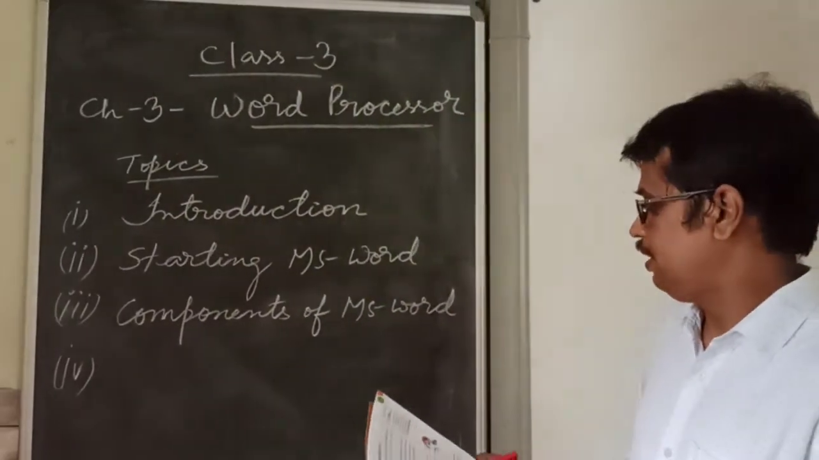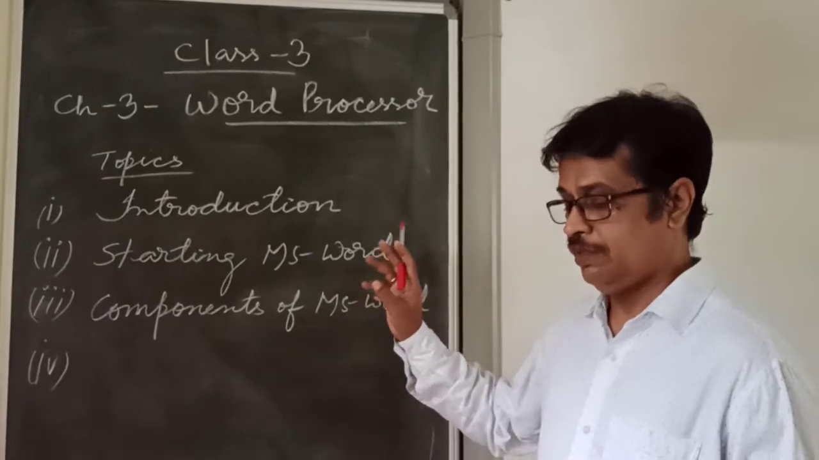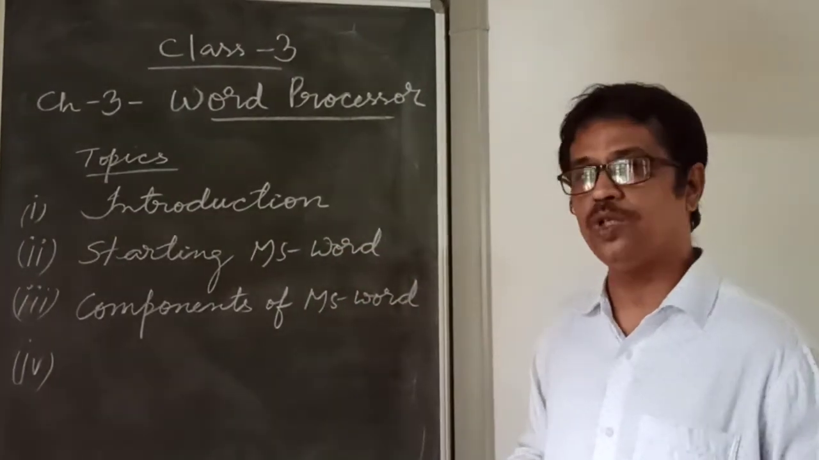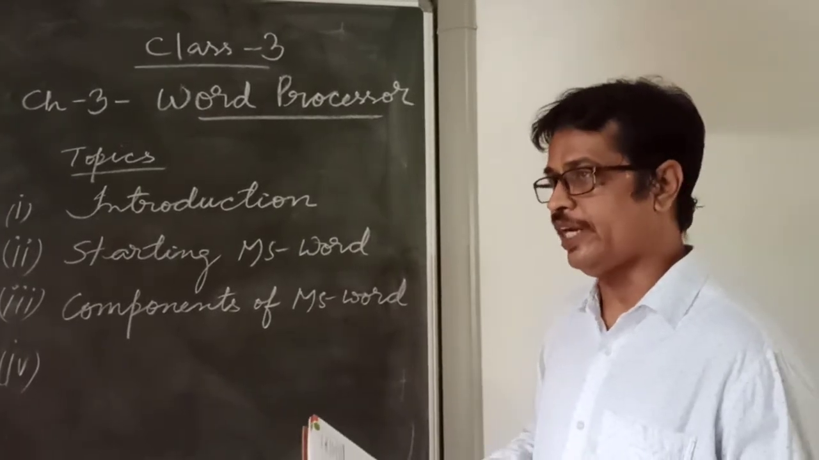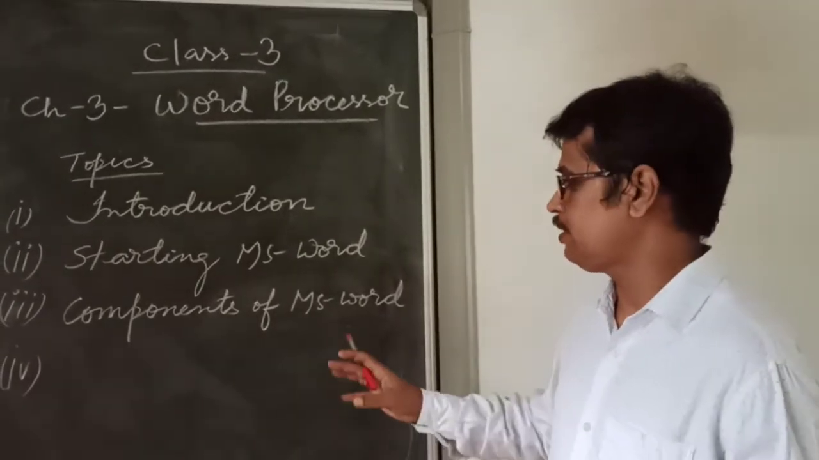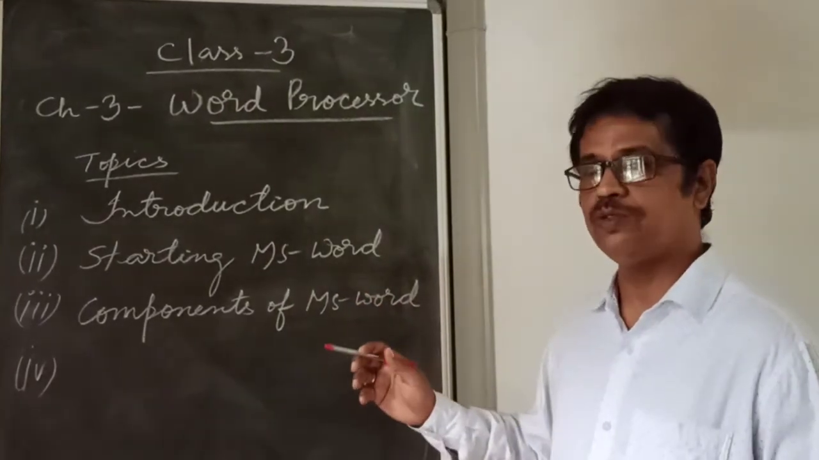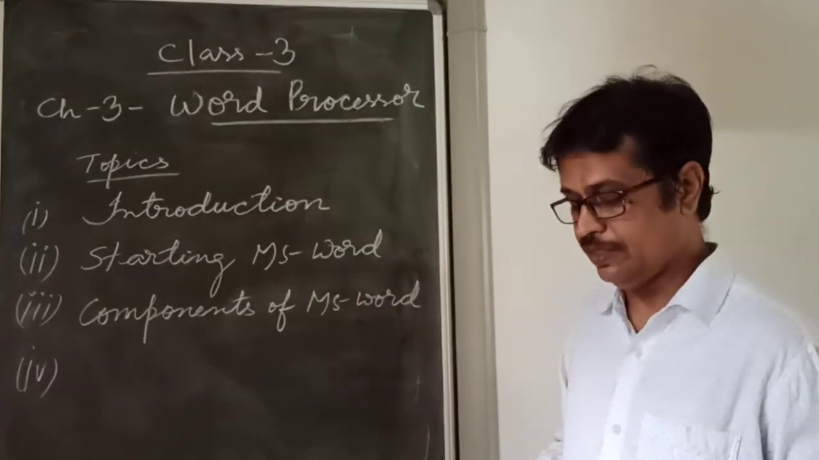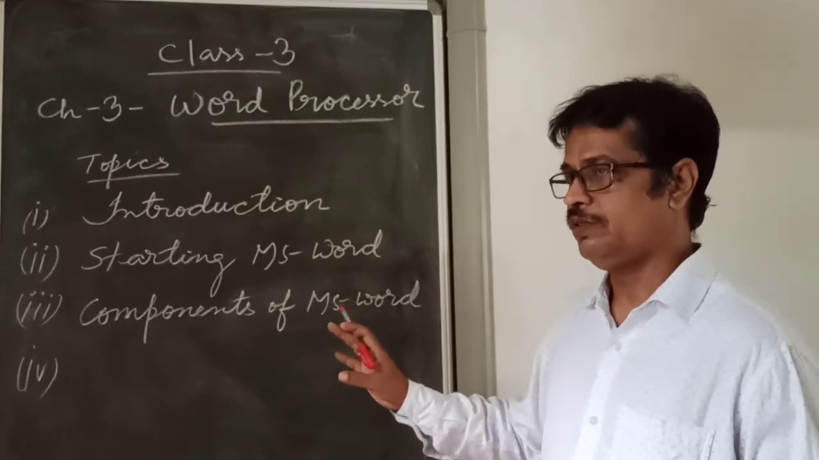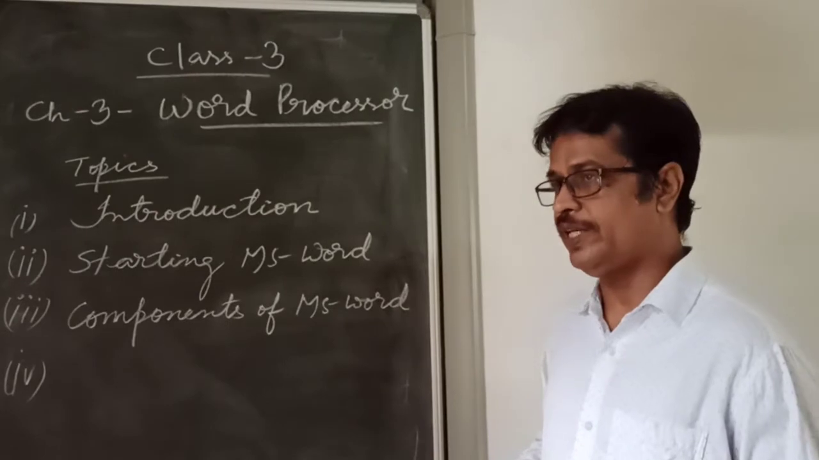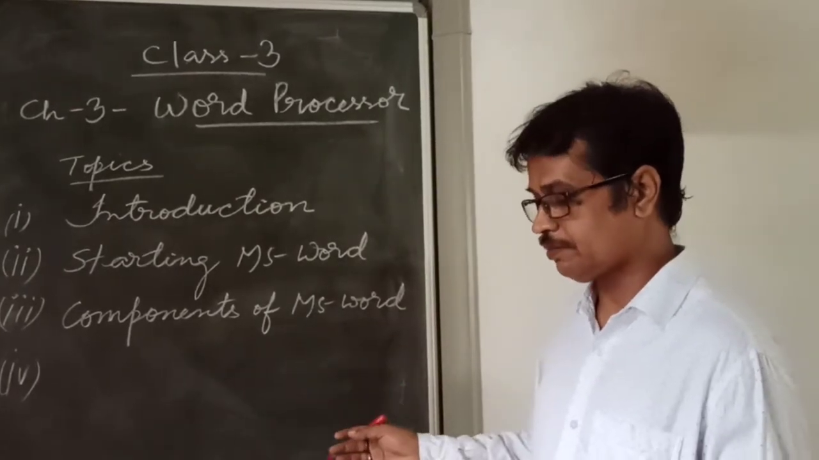Now the center of the Microsoft Word window is known as the working area, where you type your text. That part is called the working area. Working area is the place where you type your text. This is the second component. First component we discussed was the title bar. Now second, we are discussing the working area.